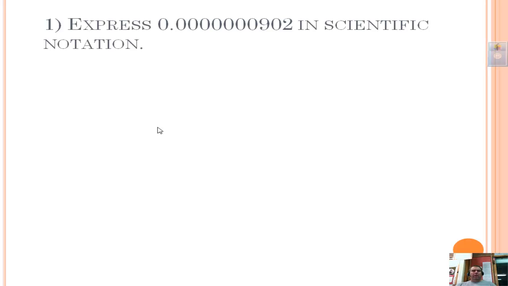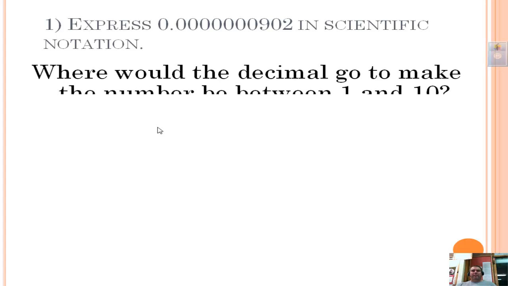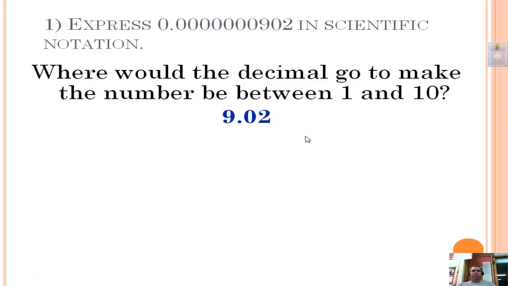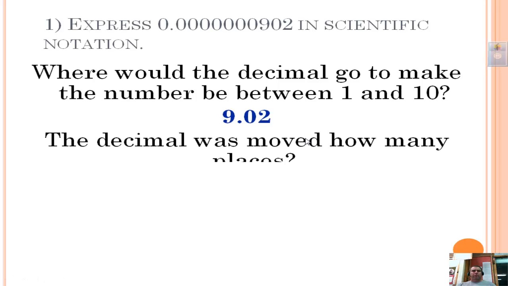Now on this one, we can go ahead and express it in scientific notation. Now we've got a number that's extremely small. Yesterday we talked about using prefixes. Today we're talking about using scientific notation. It says where would the decimal go to make a correct value that's between 1 and 10? So again, we're going to move it over until we get a number that's greater than 1 but less than 10. So we're going to move it between that 9 and that 0, all the way over to 9.02.